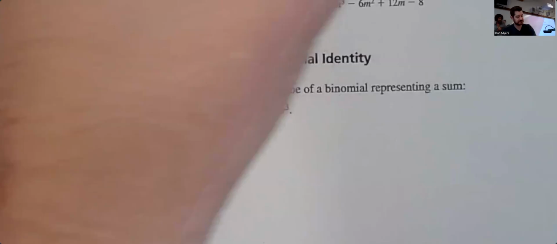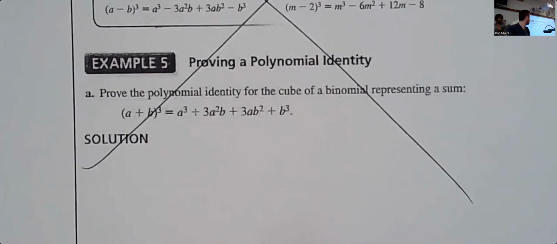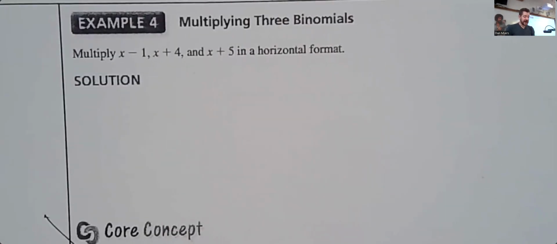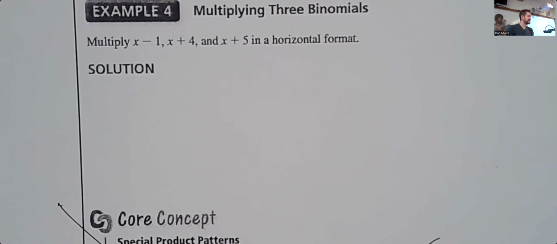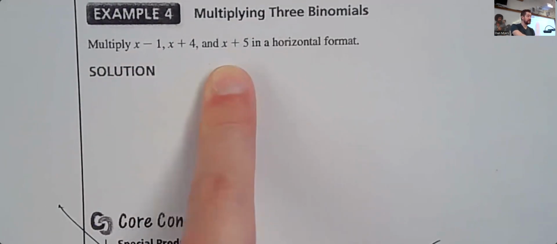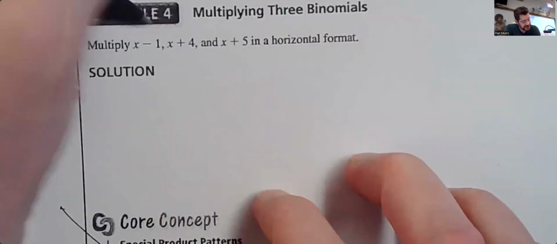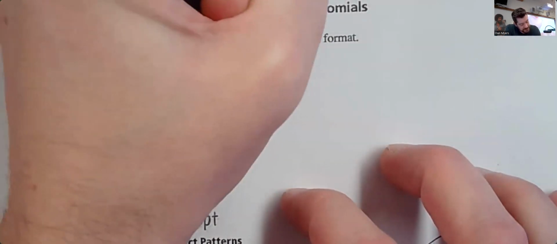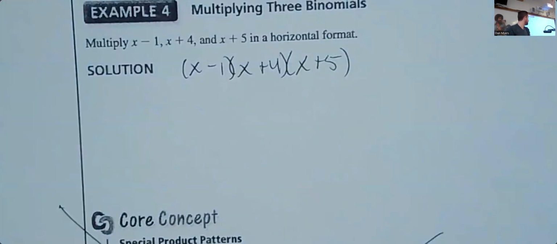By the way, we're only doing this next problem. All this stuff down here, don't worry about that. So we only have one more problem to do. It says multiply all three of them in a horizontal format. This is probably something you haven't done before, although it's not really going to change how we do this at all. Basically, you're multiplying three binomials together. So this is going to be x minus 1 times x plus 4 times x plus 5. And you're multiplying it in a horizontal format.